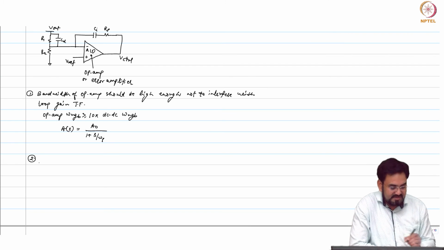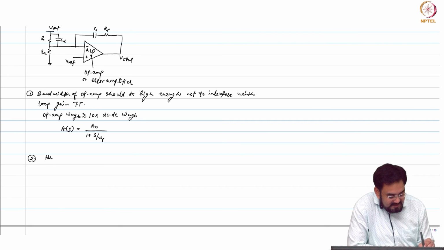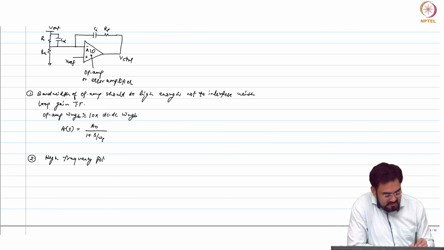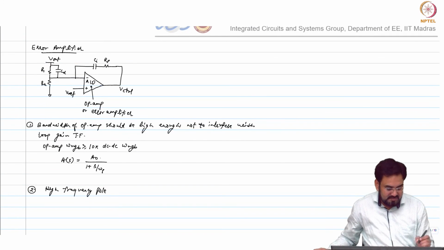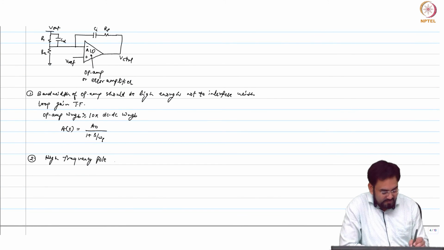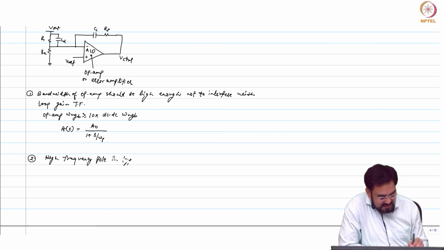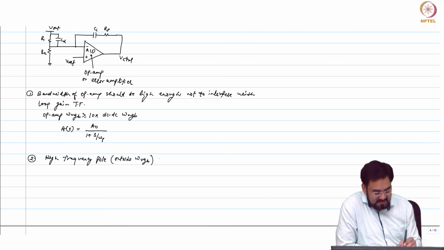So which means second high frequency poles. When I say high frequency poles, I'll just mention outside omega UGB.